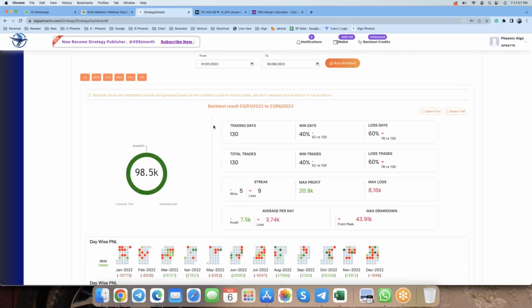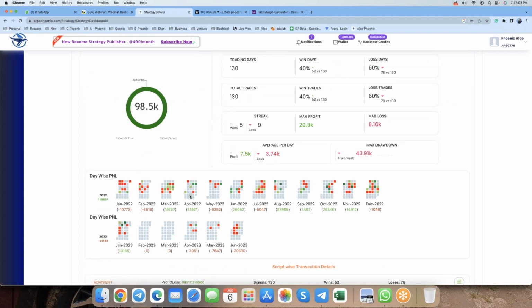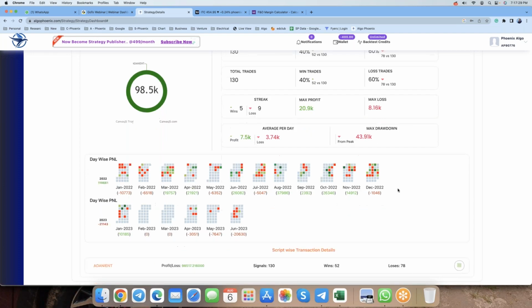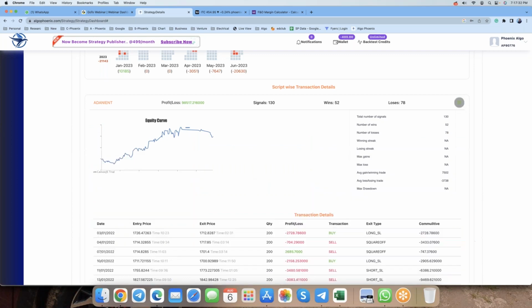Okay, so the strategy is quite profitable from January till December. Only from February onwards, it is giving a loss, and we all know why. The stock has been running under a downtrend since the last 6 months, but this strategy is working fine for the entire last year. Now I'm not satisfied with this profit. For 1 year, I'm getting a profit of 1 lakh. I'm not happy. Now I'll go and see the transaction history.